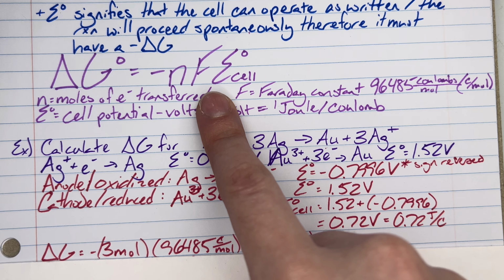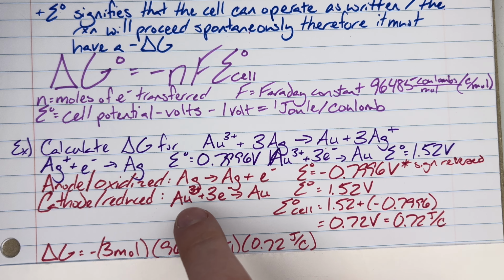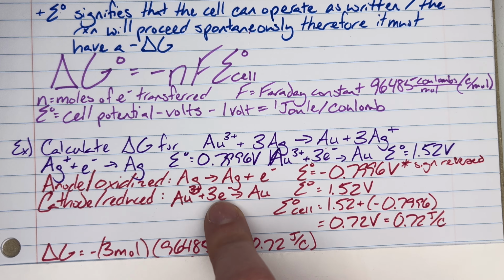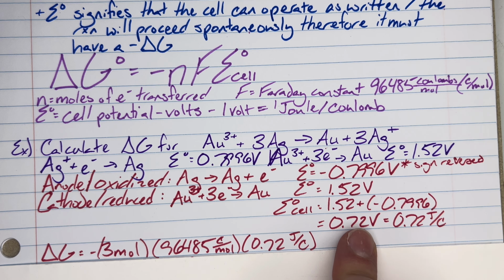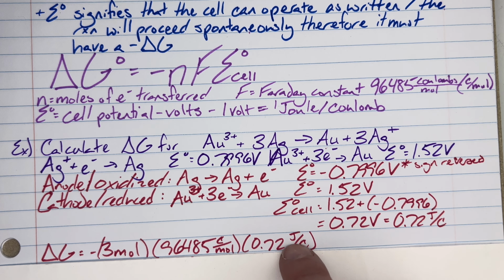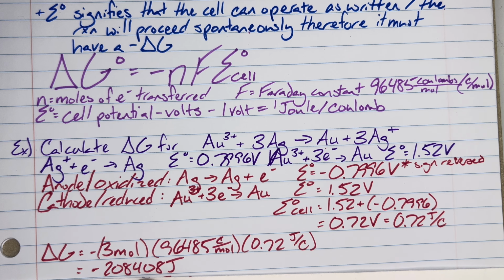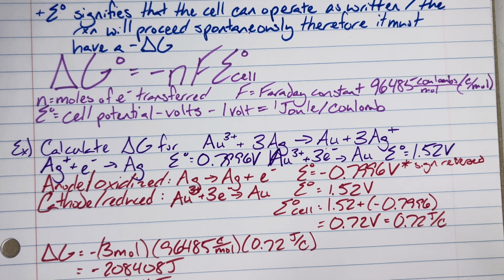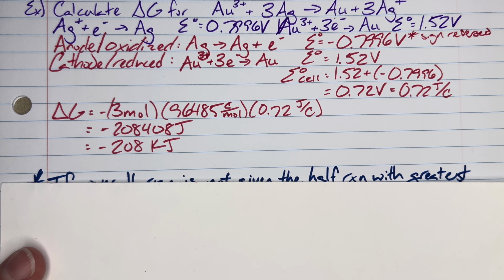I can then go ahead and plug it into this equation. And so delta G is equal to negative the number of moles of electrons transferred. I have 3 moles of electrons being transferred, so we have 3 here, times the Faraday constant, and then times the overall cell potential, which was 0.72 joules per coulomb, is going to be the unit that I prefer, since the Faraday constant is coulombs per mole. And that is going to equal 208,408 joules, aka 208 kilojoules, as the overall delta G for this cell.